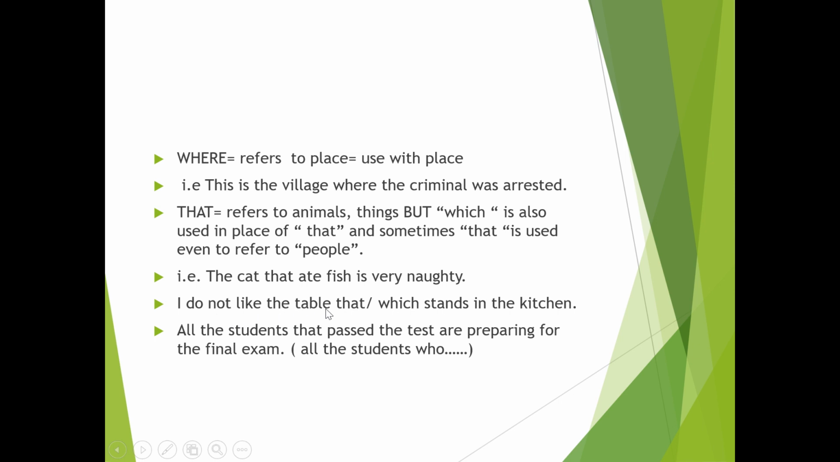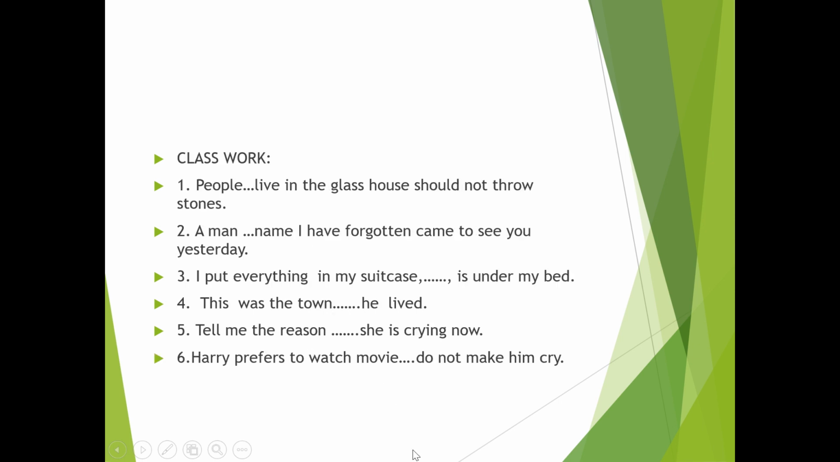I do not like the table that or which, both are correct, stands in the kitchen. All the students that passed, students that भनेर जोडियो अब people लाई that passed the test are preparing for the final exam. All the students, there should be who also is possible, right? And that is also possible, right? This is how we use relative clauses.